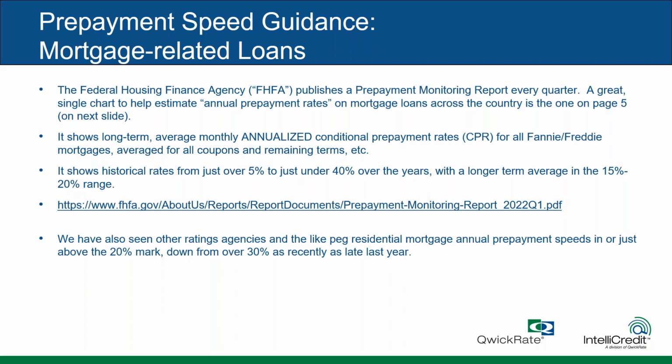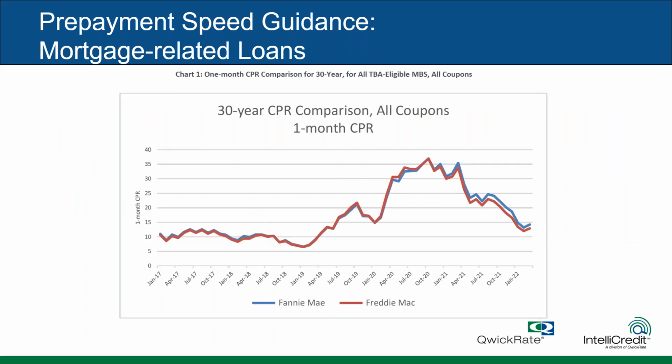On the next slide, David, this is probably the best single chart from that document, because it shows what we're looking for. This is a 1 month CPR, which stands for conditional or sometimes constant prepayment rate. It is already annualized, so it's exactly the type of number that we need to adjust our WARMs to be prepayment adjusted.